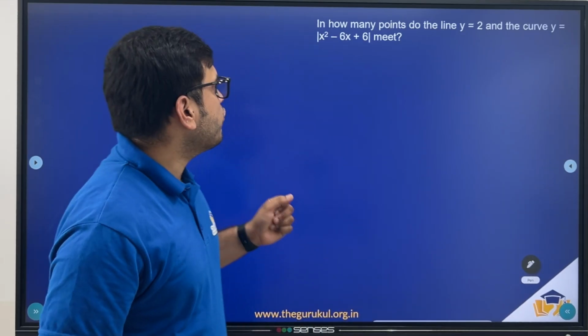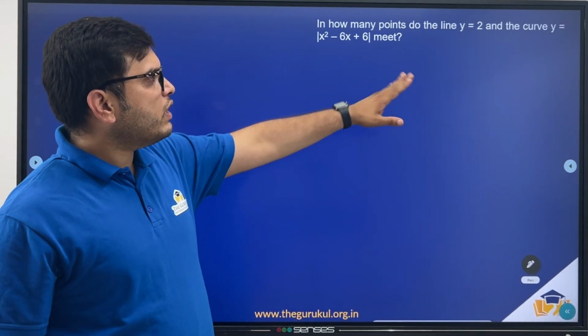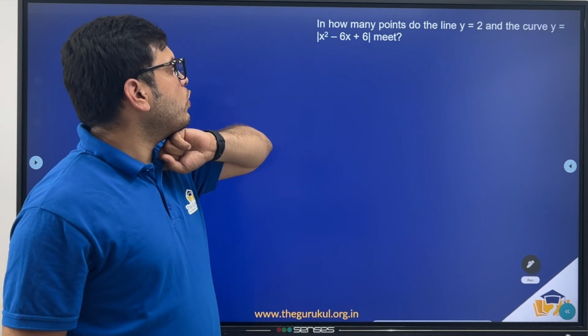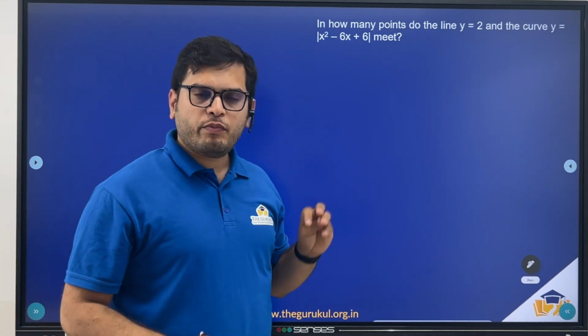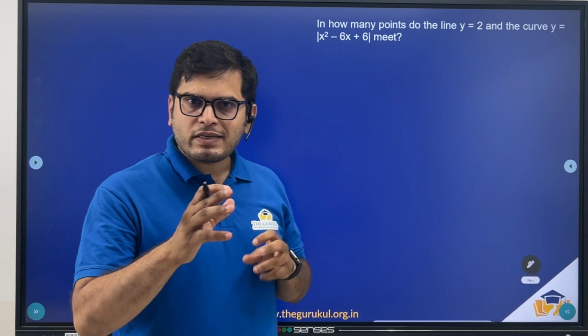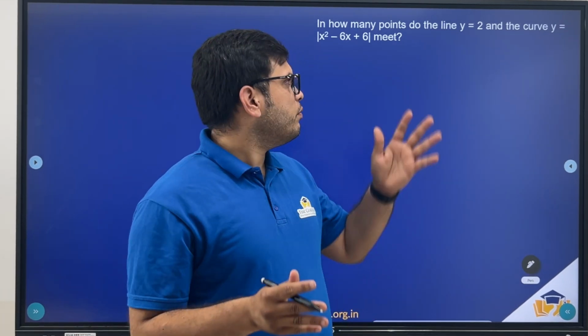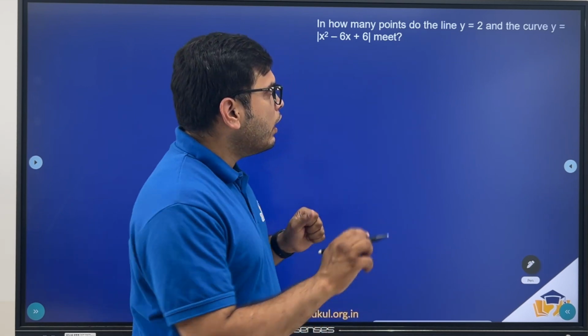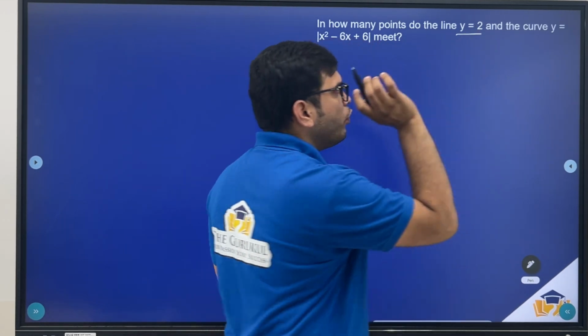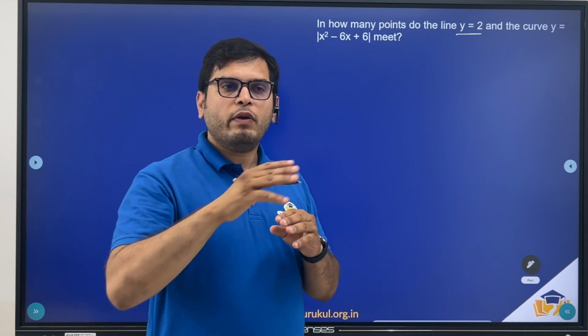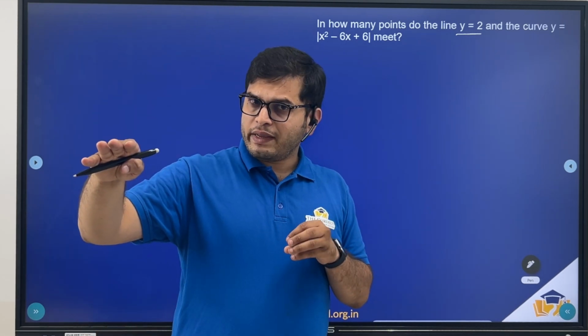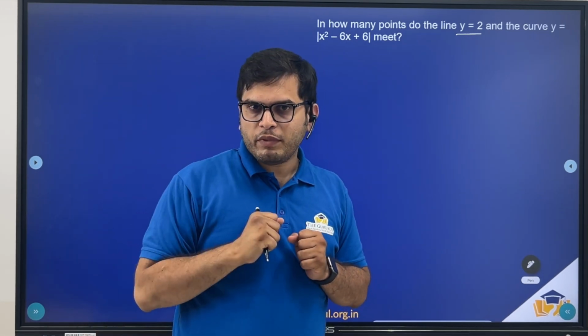Now coming to the second question, in how many points do the line y is equal to 2 and the curve y is equal to mod of x square minus 6x plus 6 meet? Now let's try solving this question using graphs, because I consider using graphs is the best way to solve this question. Now how does the graph of y is equal to 2 look like? That will be a straight line parallel to x-axis at a distance of 2 units from the x-axis.